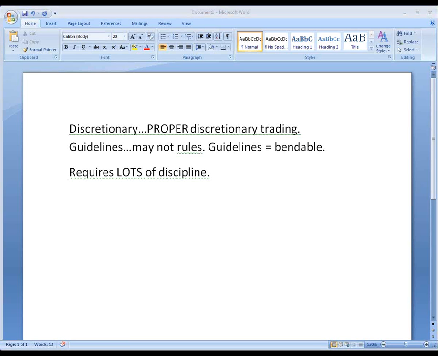So one of the problems with discretionary trading, again, is because the guidelines are bendable, it requires a lot of discipline to follow your guidelines. I think we all usually have some sort of methodology, though, okay? I don't think it's systematized per se, but we all have a methodology, which is to say there's a particular strategy that we have, and there are steps to that strategy.